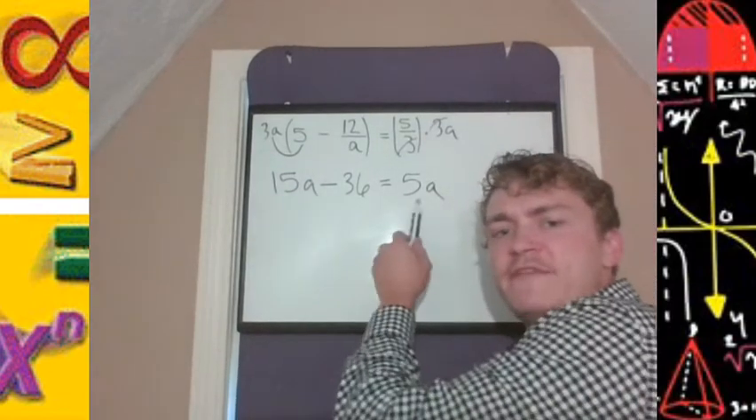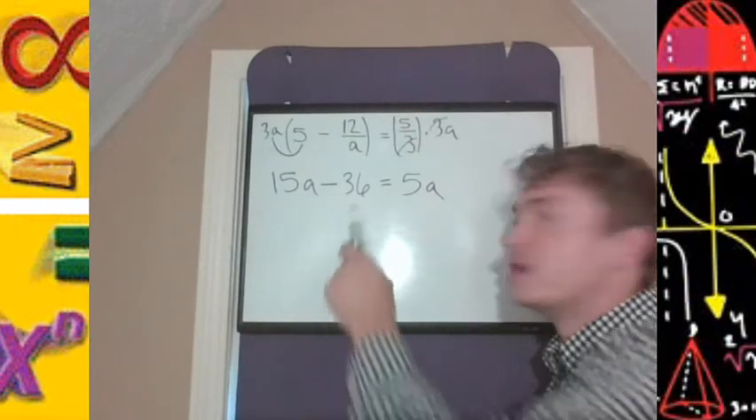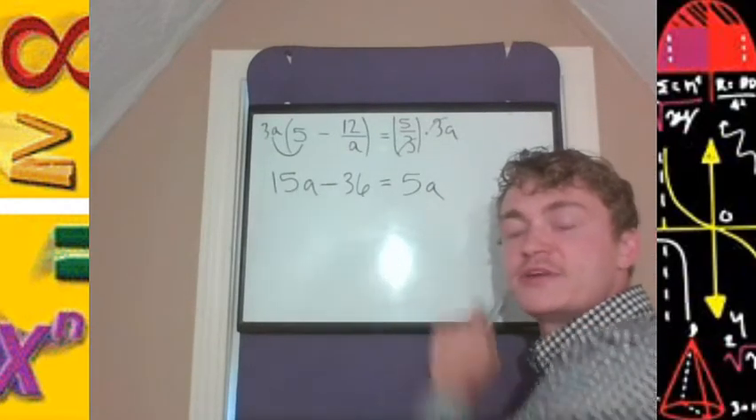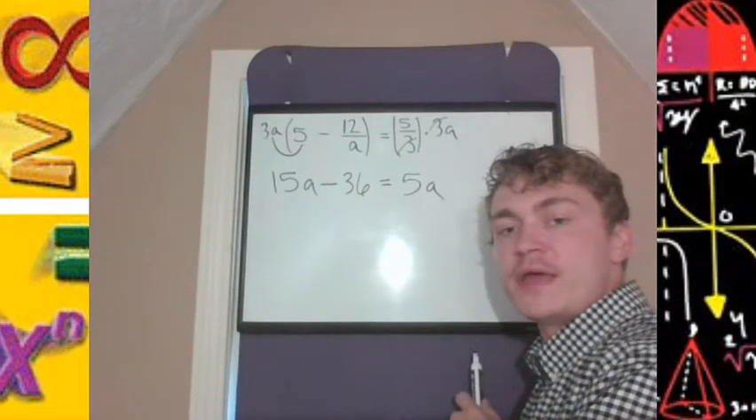What do we have here? 5a equals 15a minus 36. Excuse me, I'm sorry, I got a line here on my screen. So how do we want to go about solving for the variable a?